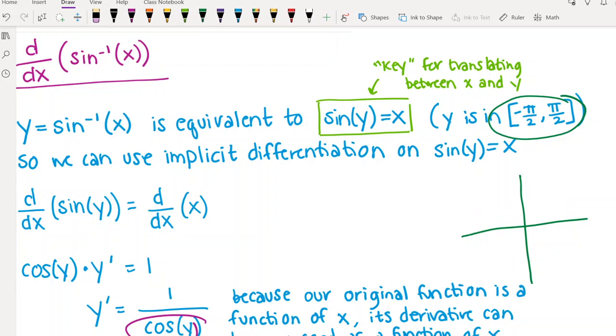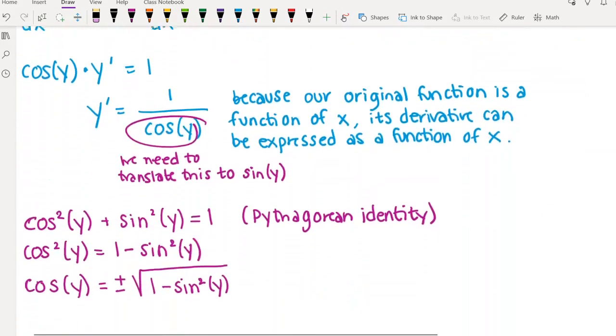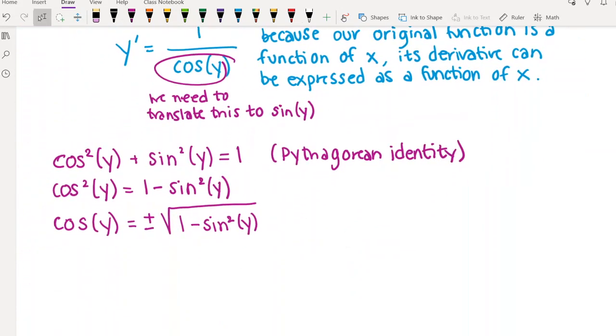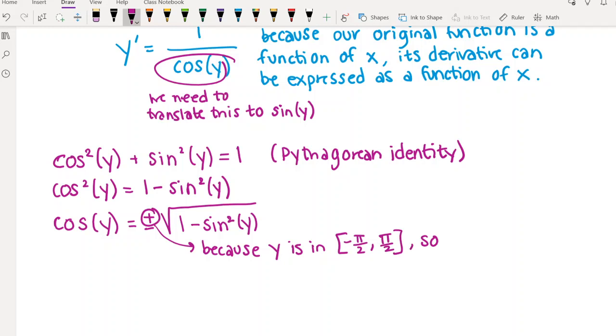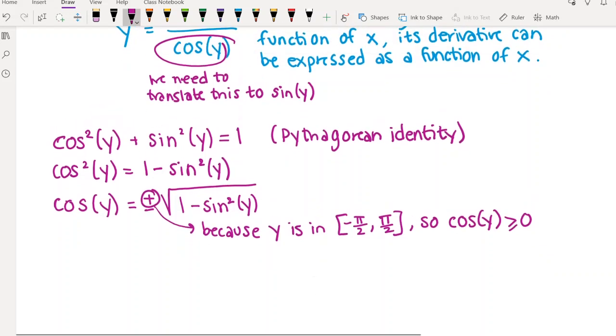So if the angle that you started with is in this part of the unit circle, then cosine is guaranteed to be positive. And so going back to what we had down here, we can say, okay, this has to be the positive one. The reason for that is because y is in the interval from negative pi over 2 to pi over 2, so cosine of y has to be greater than or equal to 0. Okay, so what can we do now?